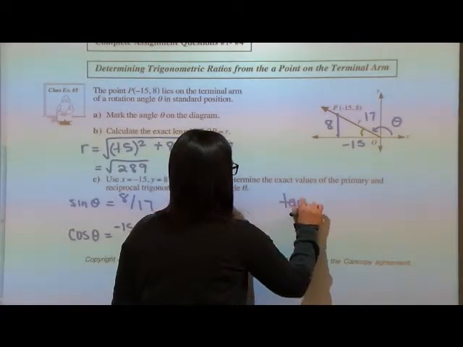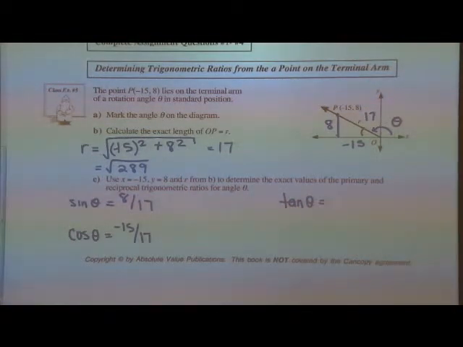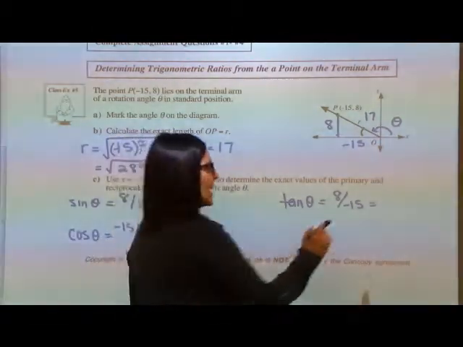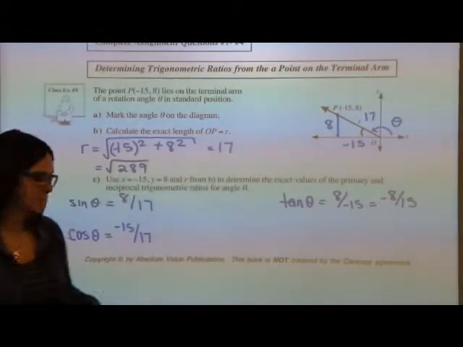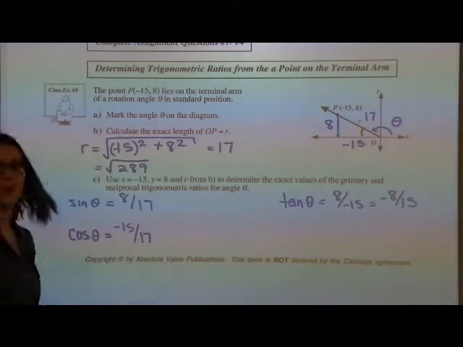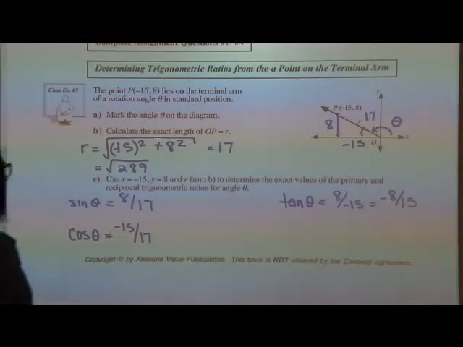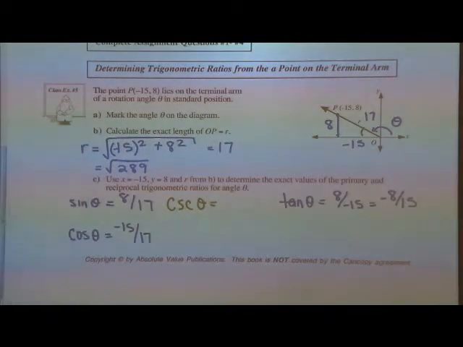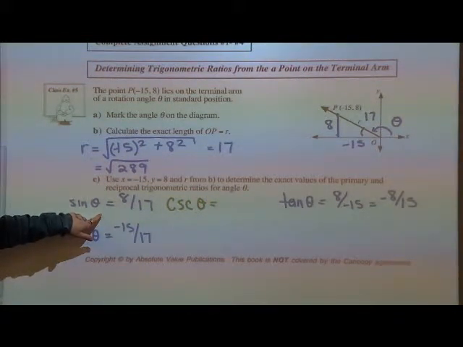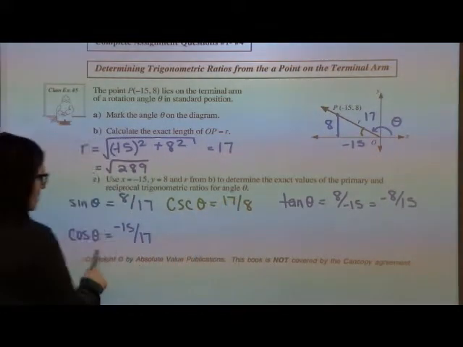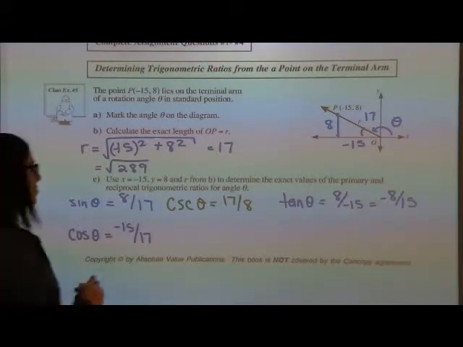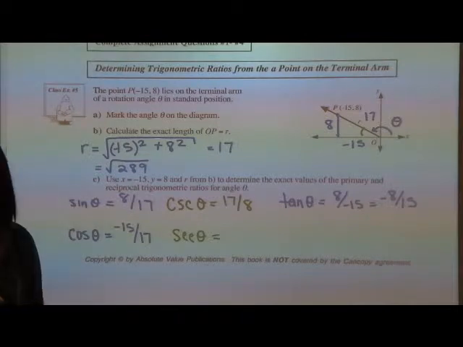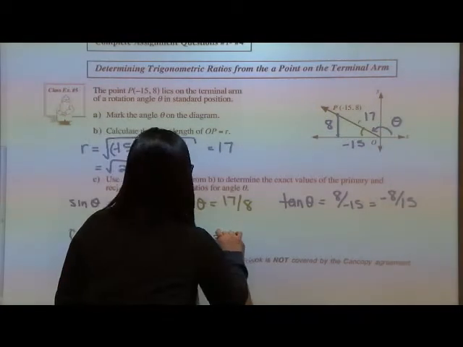What would tangent be? 8 over negative 15. And I wouldn't put the negative on the bottom, I would bring it out to the front. What's the reciprocal to sine? Cosecant. So cosecant is the reciprocal of sine, which would make it 17 over 8. The reciprocal to cos, which is secant, would be negative 17 over 15. Good.